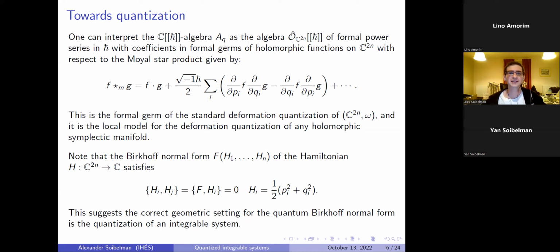And the idea is to try to use this interpretation in terms of deformation quantization to introduce more geometry into finding the Birkhoff or the quantum Birkhoff normal form. So the second observation that I want to make is something that I've mentioned a little bit earlier, and that is that if you're looking at the classical Birkhoff normal form of a function or of a Hamiltonian, then that's going to Poisson commute with the sums of squares that it's expressed in terms of, and the sums of squares also Poisson commute with each other. So this suggests that maybe the correct geometric setting for both the Birkhoff normal form and the quantum Birkhoff normal form is going to be something dealing with integrable systems, since that also involves finding the right number of Poisson commuting functions.